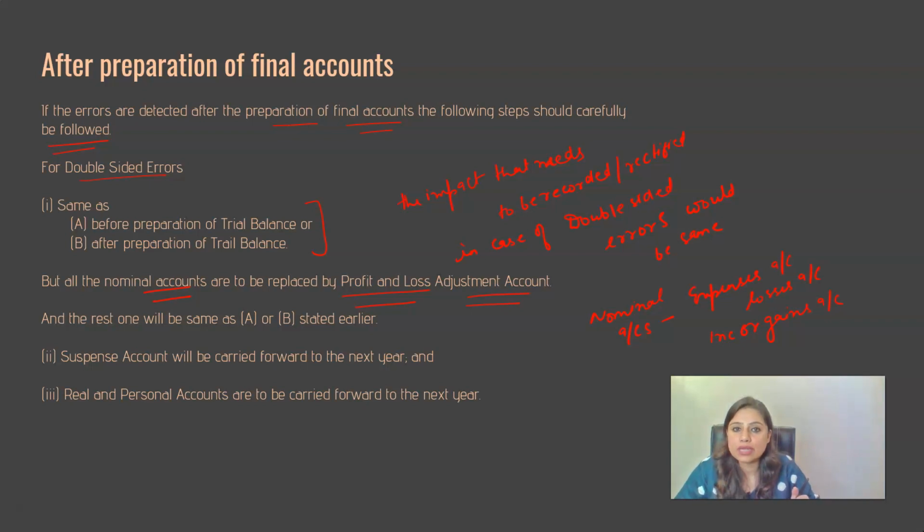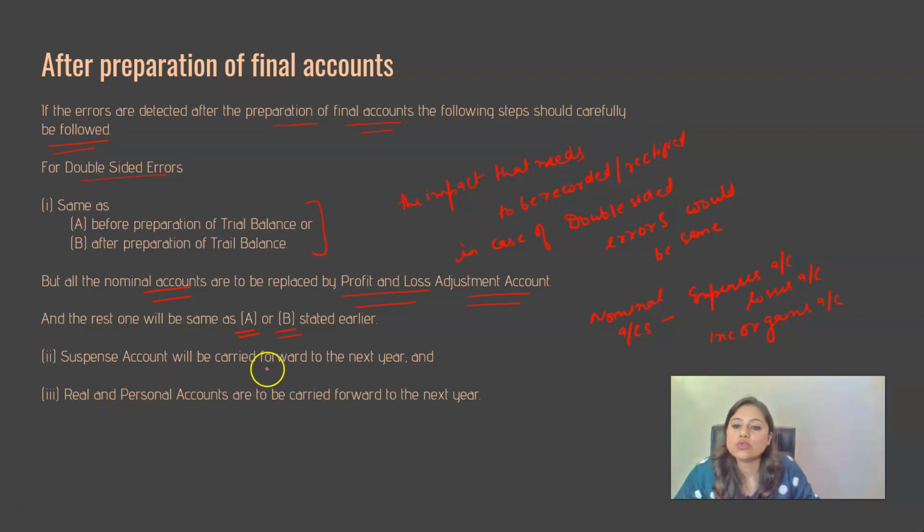So we will not be bringing the impact of the rectification directly in the nominal accounts. However, it would be done by passing the entries through the profit and loss adjustment account, and the rest would be the same as earlier. So the treatment otherwise would be the same in case of double-sided or single-sided errors. The only thing that needs to be kept in mind is that in the case of nominal account related rectification entries, the entries need to be passed through the profit and loss adjustment account, and the direct accounts would not be debited or credited.